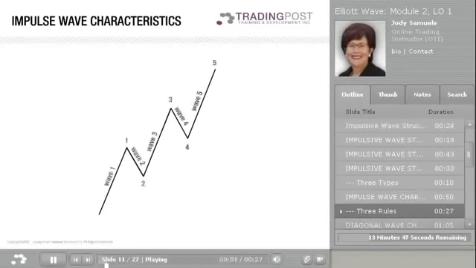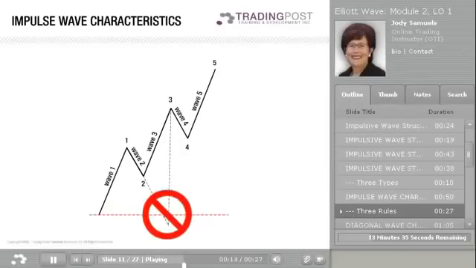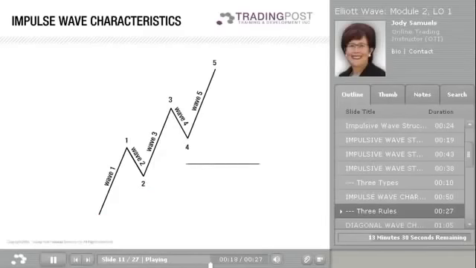This is an example of an impulse wave, the fundamental 5-wave pattern. Note the 3 rules which cannot be broken, which we learned so far. 1. Wave 2 never retraces more than 100% of wave 1. 2. Wave 3 is never the shortest wave. And 3. Wave 4 does not enter into the same price territory as wave 1.